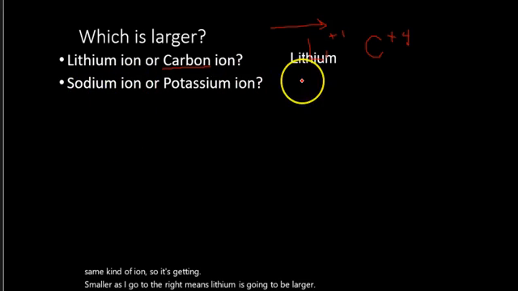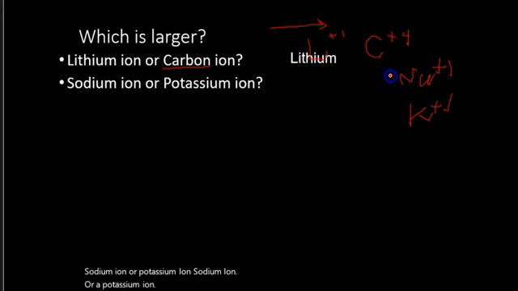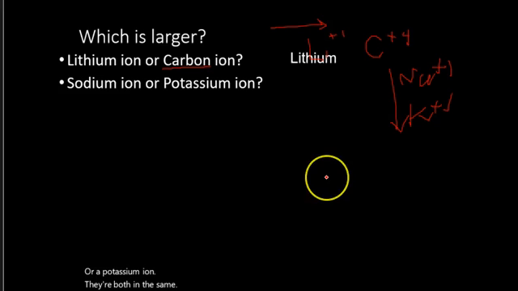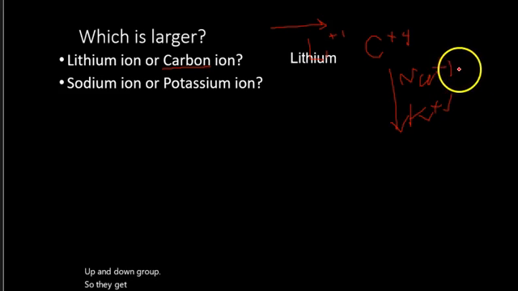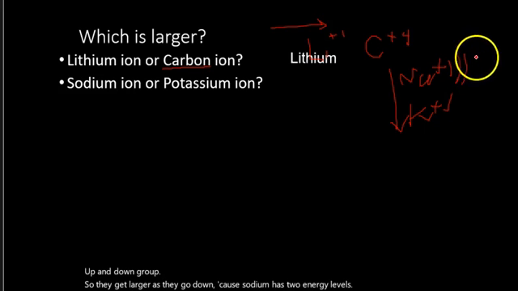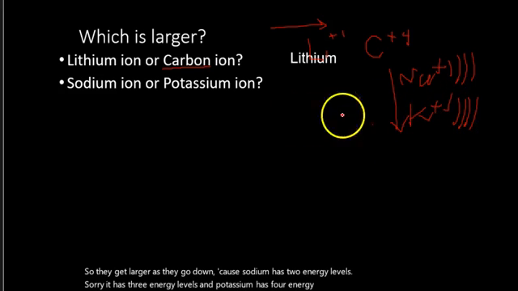Sodium ion or a potassium ion? They're both in the same up and down group. So they get larger as they go down, because sodium has 2 energy levels. Sorry, it has 3 energy levels. And potassium has 4 energy levels. So it's going to be potassium that is larger.